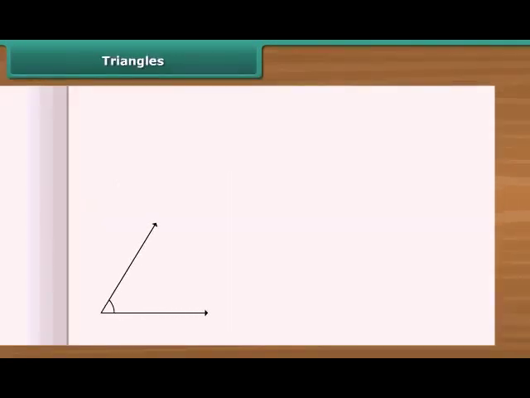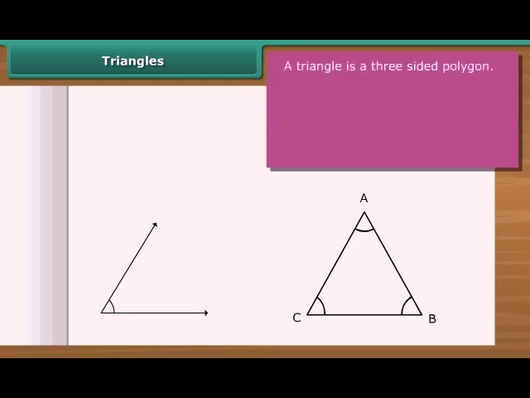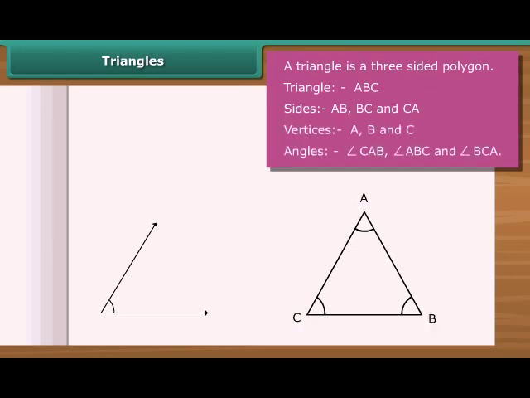An angle is not a closed figure. A closed figure with the least number of sides is a triangle. A triangle has 3 sides, 3 vertices, and 3 angles. In the given figure, ABC is a triangle. AB, BC, and CA are the 3 sides. A, B, and C are the 3 vertices. The 3 angles are angles CAB, ABC, and BCA.